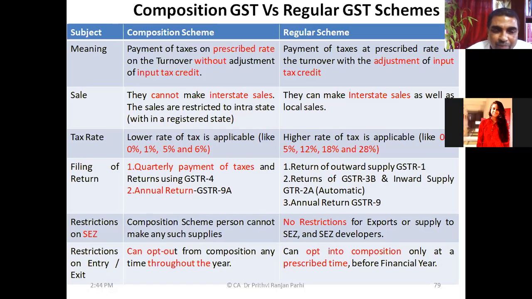In the sense, if a composition dealer wants, he can opt out from the composition scheme. That means one can leave the composition scheme and come to the regular scheme at any time throughout the year. But if somebody wants to opt into the composition scheme, then he has to do it at the prescribed time, which is normally before commencement of the financial year.